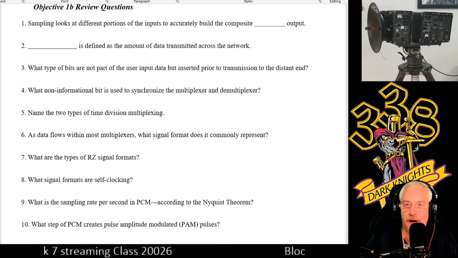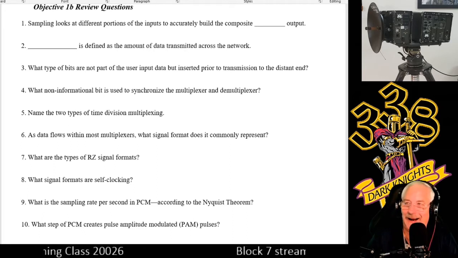Number 7 is RZ, return to zero, neutral, polar, bipolar, bipolar with zero suppression. Next up, we have number 8, which is RZ polar, RZ bipolar with zero suppression, and CDI.